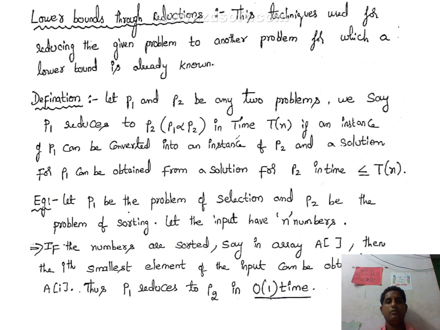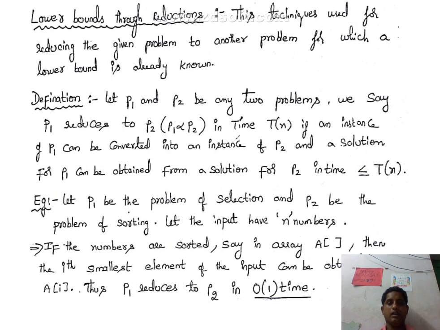We say P1 reduces to P2 in time T of n if an instance of P1 can be converted into an instance of P2, and a solution for P1 can be obtained from the solution for P2 in time less than or equal to T of n.